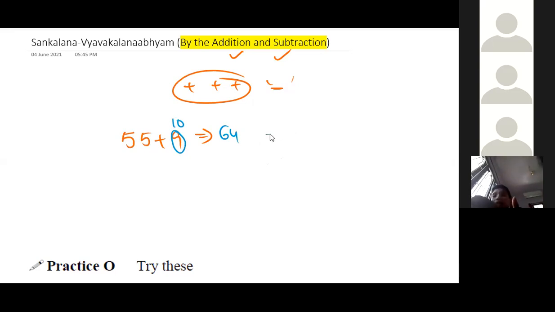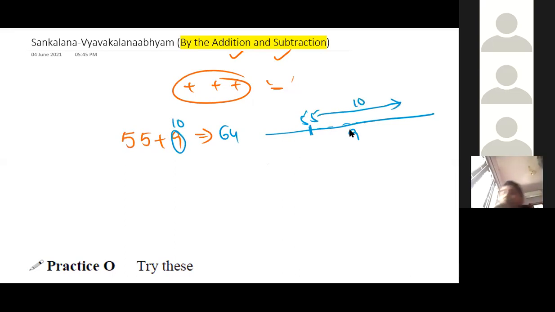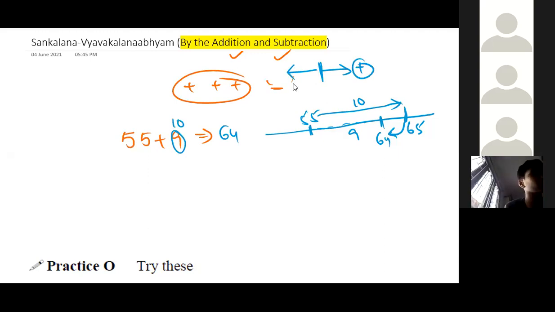If you see this question on the number line, this is 55. Actually we need to add 9 only, but we are adding 10. We are moving 10 positions forward, and we come back one position from 65. So that will be 64. Because these are additions, we are moving from left to right. Left to right means it is plus. If we are moving from right to left, we have to consider it as minus, meaning subtraction.